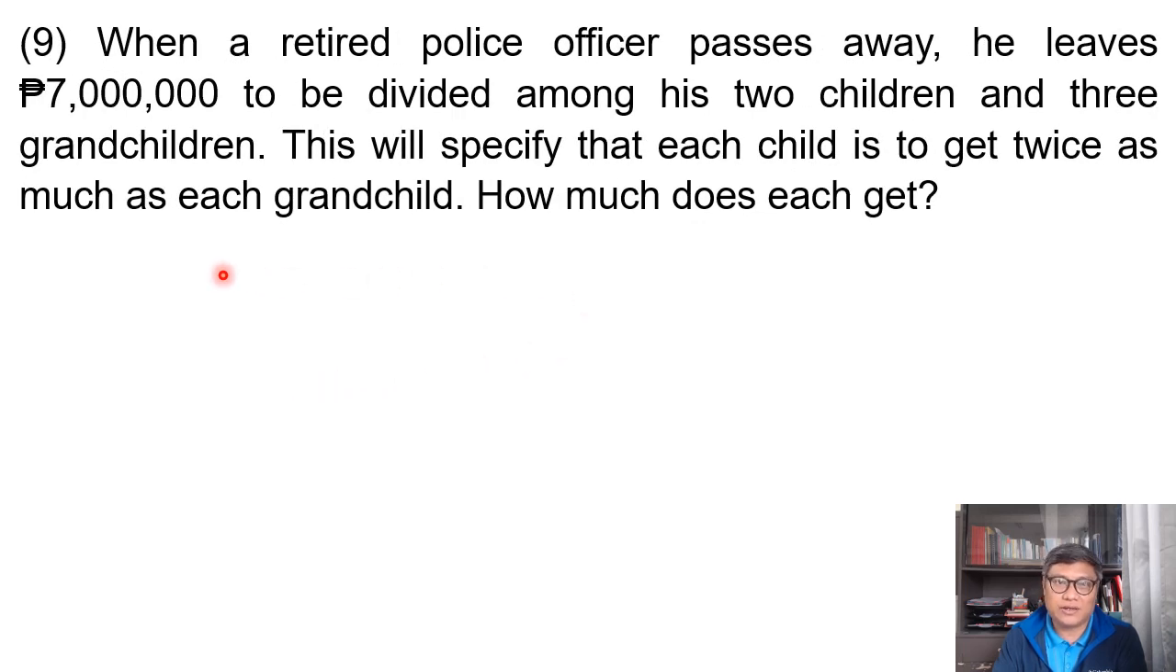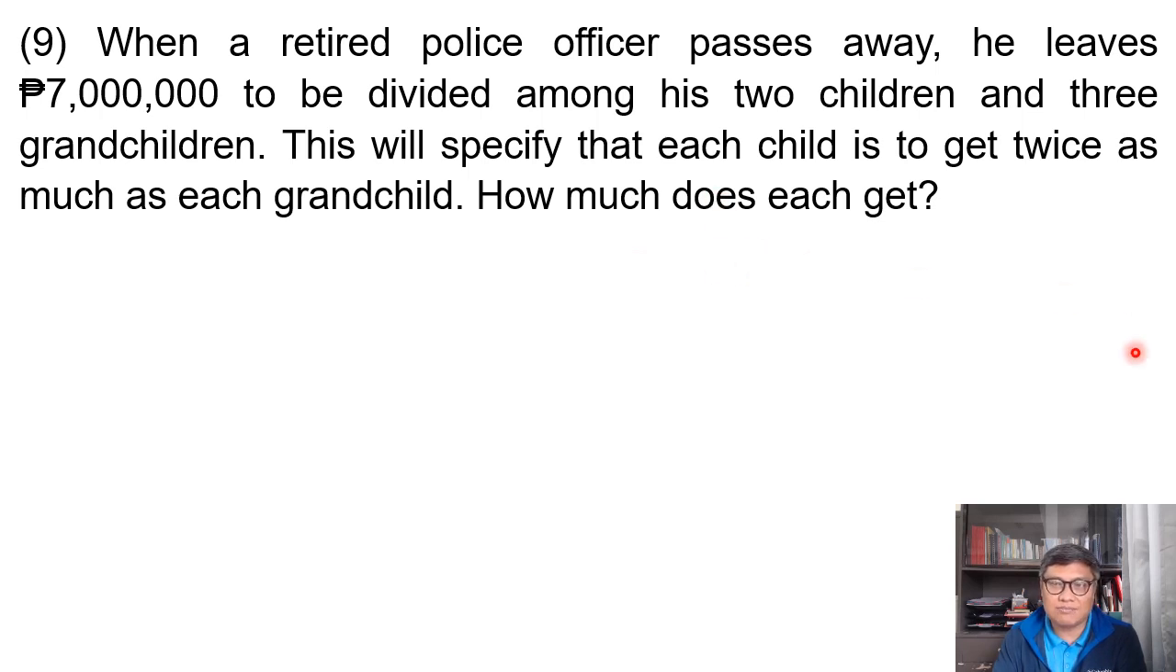So this one here, it's quite a long one, but it's up to you, class, on how you're going to solve for this one. As I said, you have your own strategies. When a retired police officer passes away, he leaves 7 million to his children, to be divided among his 2 children and 3 grandchildren. This will specify that each child is to get twice as much as each grandchild. How much does each get?